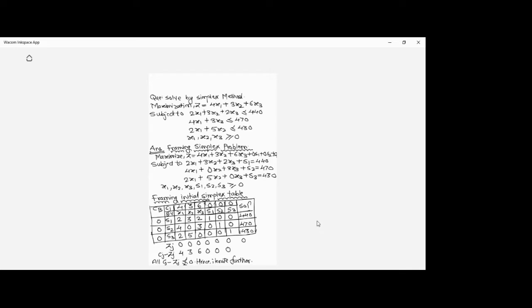So when we are going to iterate further, we'll be needing the key row, key column, and the key element, right? So now here, as it is a maximization problem, the key column can be identified by the maximum value amongst the values of Cj minus Zj. So here the maximum value that we have is 6. So let's put an arrow here. So that is the entering variable, and now we are going to mark this particular column. So this is your key column, right?